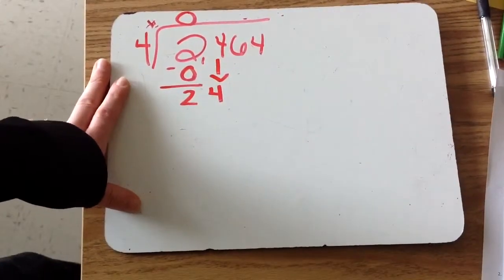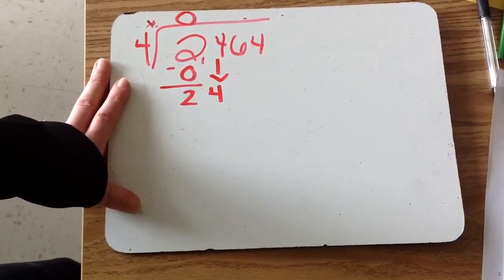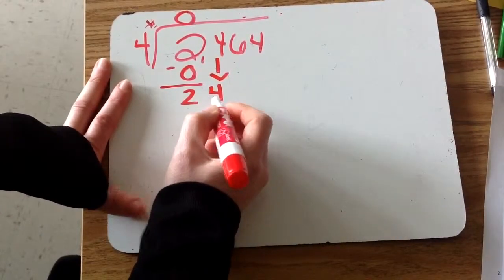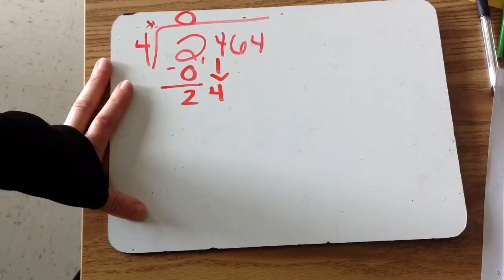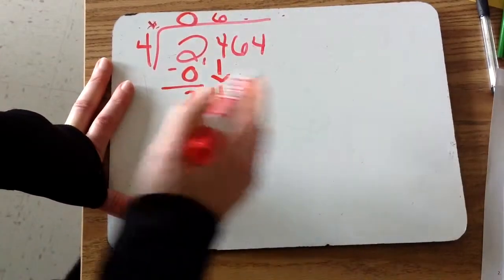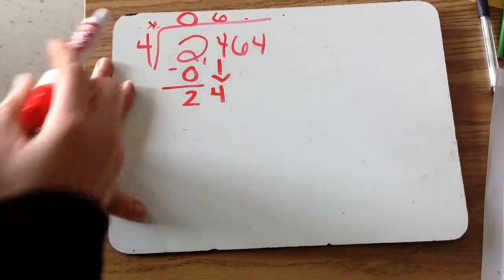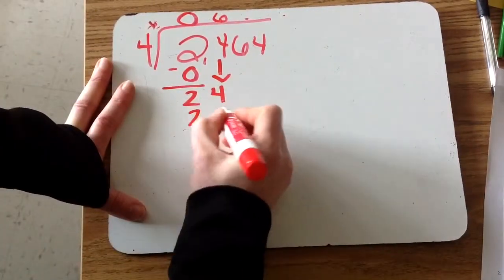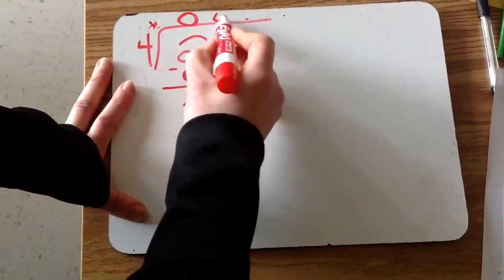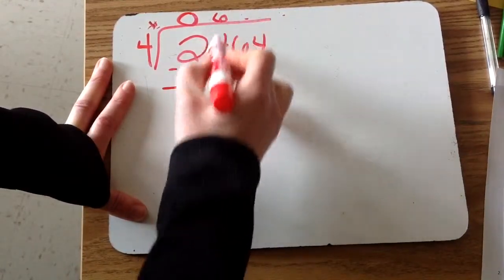Now I have 24 hundreds. Hope some of you said, what the heck is she talking about? 24 hundreds broken into 4 groups. Well, how many hundreds times 4 groups do I need? Well, I need 6. 6 hundreds times 4 is 24 hundreds, and that's the hundreds place. Again, you must have a digit above every single place.